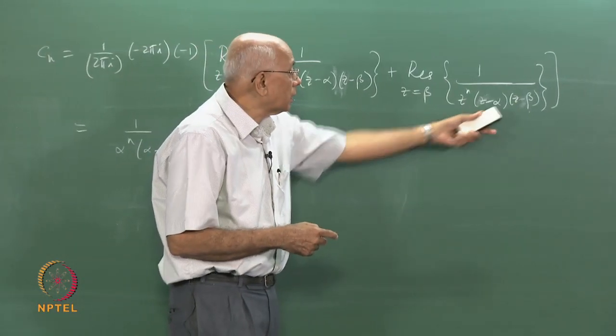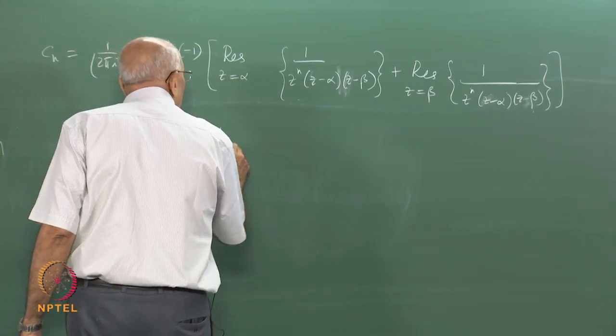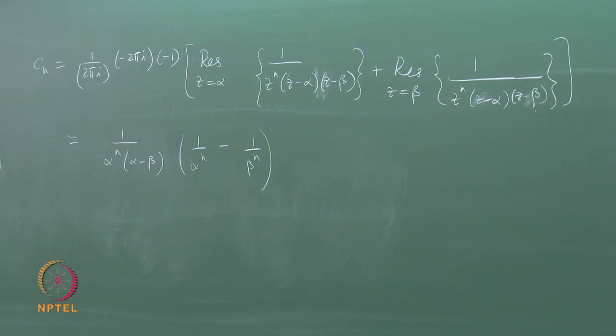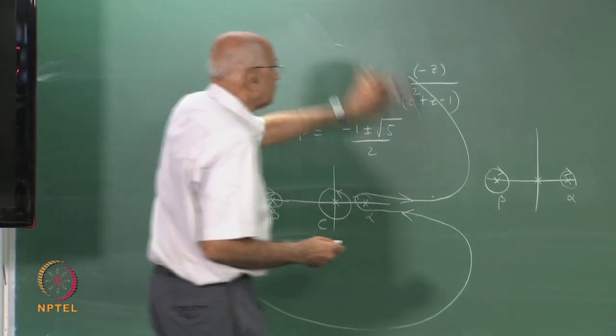So you get a beta minus alpha, so the whole thing becomes 1 over alpha to the power n minus 1 over beta to the n, and that is the answer. That is the explicit expression for Cn. All we need to do is to substitute these values, and let us do that and see what happens.